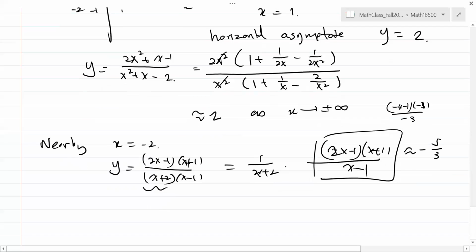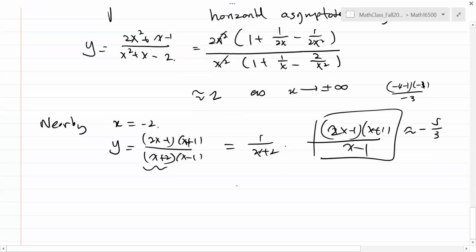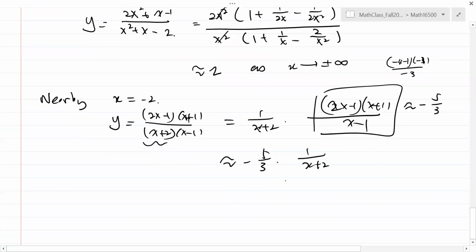All right, so what does that mean? So this is going to be -5/3 times 1 over x plus 2. If you want to draw the graph of that simplified function, how does it look? And this is going to be -2, right? So the graph looks like that.